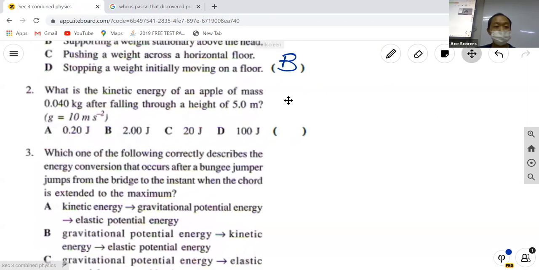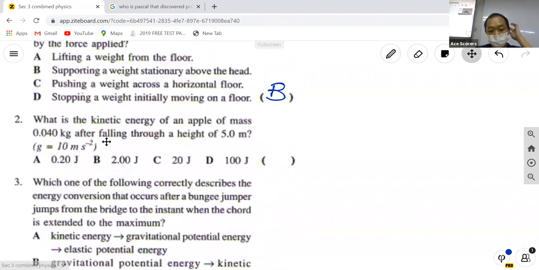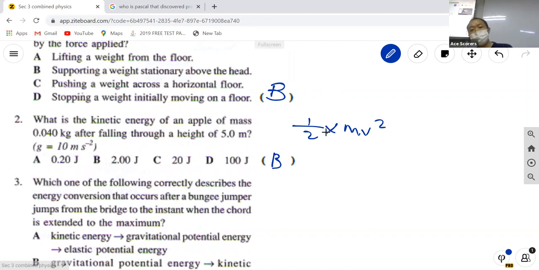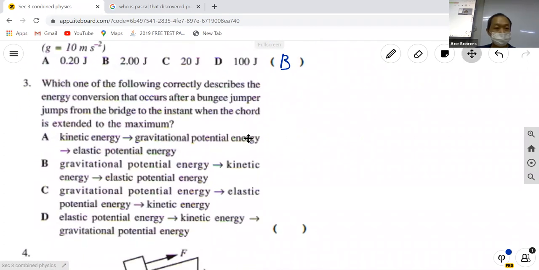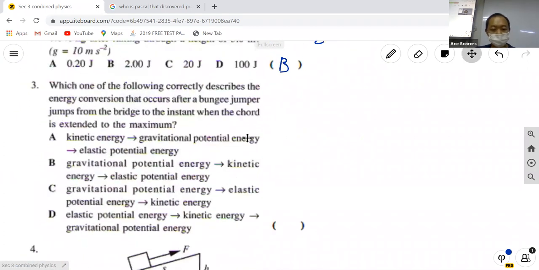Next one. What's the kinetic energy? B, yeah, that's correct. How do you get that? Yeah, so the formula is half mv squared. K equals half mv squared. So that's pretty simple. Which three? What do you put for three? B is correct. Okay, I think this is very easy.